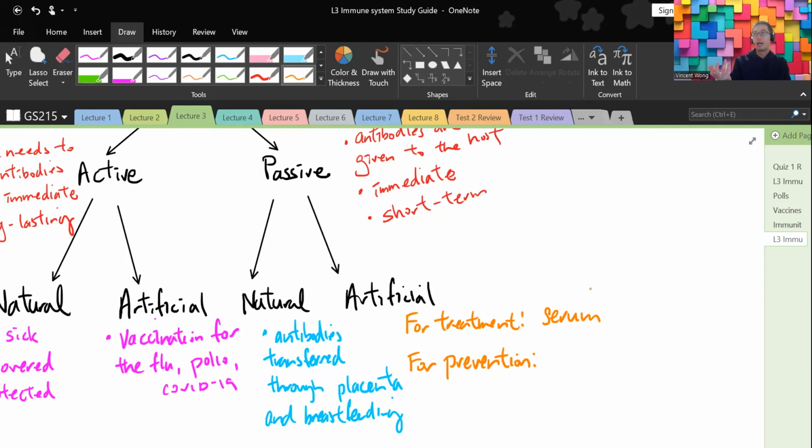So I received 3 shots on the first day when I went to the doctor, 2 shots for the rabies serum, and then they gave me a shot for tetanus as well, because apparently the dog's saliva can carry bacteria that could cause tetanus. So I got that shot as well, and then subsequently I have to go back every week for the whole month to keep on receiving the serum, just in case I caught the rabies virus. So that's an example of artificial passive.